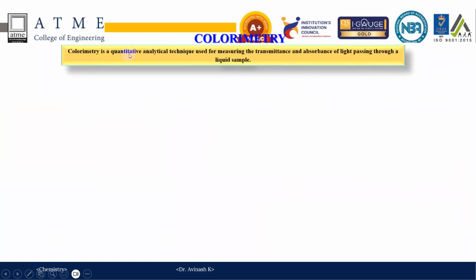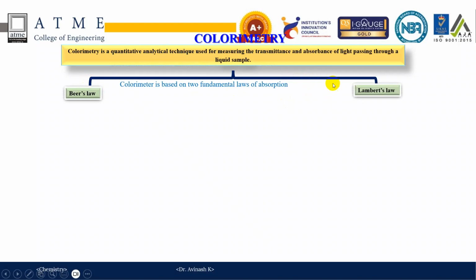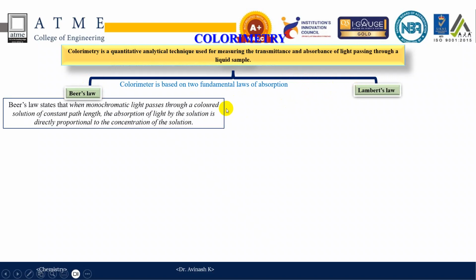Colorimetry is a quantitative analytical technique which is used to measure the transmittance and absorbance of the light passing through a colored liquid sample. This colorimetry is based on two fundamental laws. One is called Beer's law, the other one is called Lambert's law. Beer's law states that when a monochromatic light is passed through a colored solution and the path length of the media is kept constant, the absorption of light by the solution is directly proportional to the concentration of the solution.